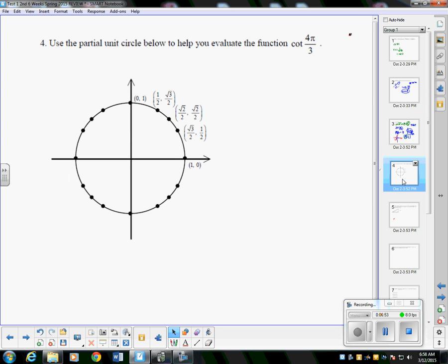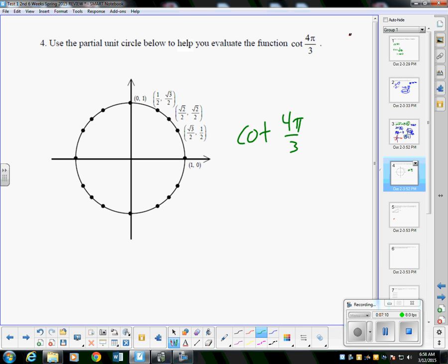Now, I'm not sure that you're going to get this on the test. I guess I probably will use this in some cases. This gives you a hint. It says use the partial unit circle below to help you evaluate the function cotangent of 4 pi over 3. So we want to find the cotangent of 4 pi over 3.